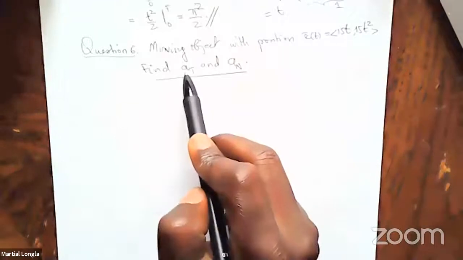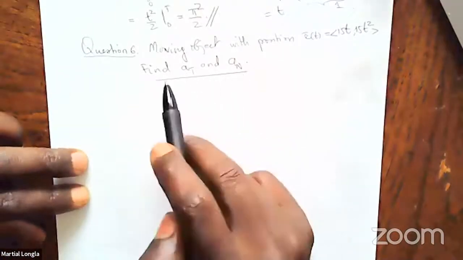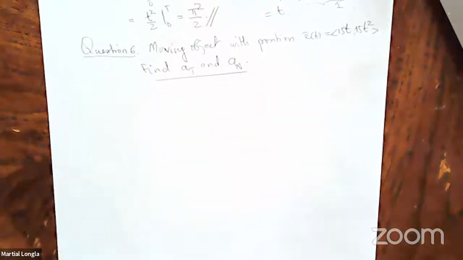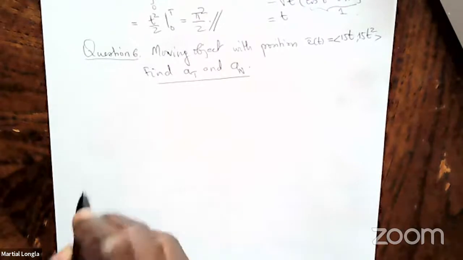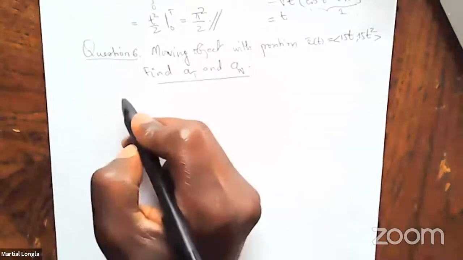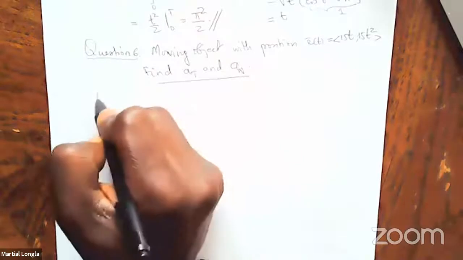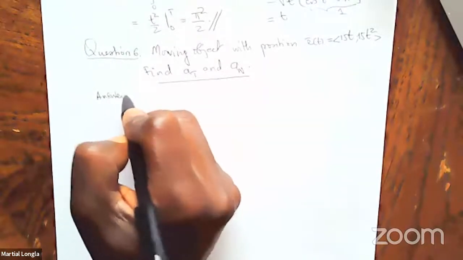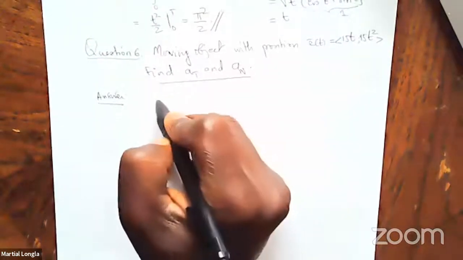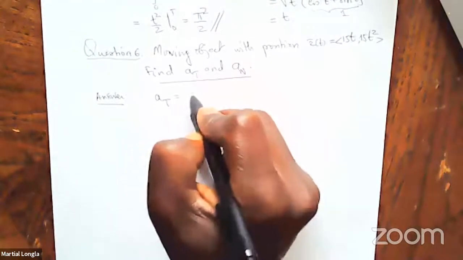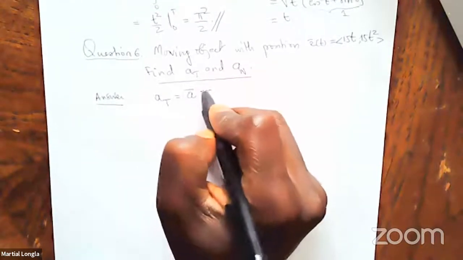First, a comment on the mistakes that I have seen. a_t is a number, a_n is a number. They are not vectors. So you can't give me a vector as an answer to this question and expect credit. So how do we find them? We had many formulas for this. For a_t, the easiest is a dot t. This is always going to be the easiest of the two to find.